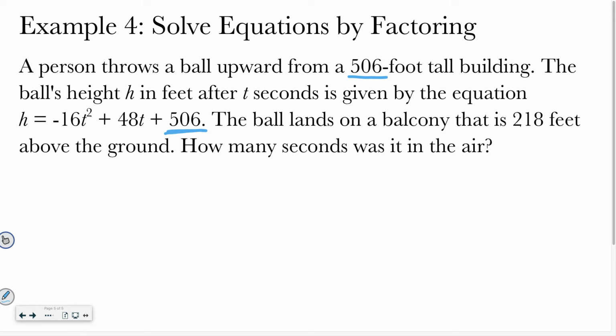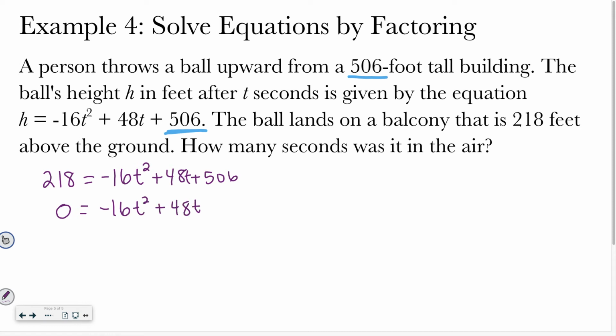And then we know the ball lands on a balcony that's 218 feet above the ground. How many seconds was it in the air? So the way that we solve this is we know it ends up at 218 feet. So I say 218 equals negative 16t squared plus 48t plus 506. And with all equations, I want it set equal to 0 so I can solve it. And so I'd have negative 16t squared plus 48t plus 288.